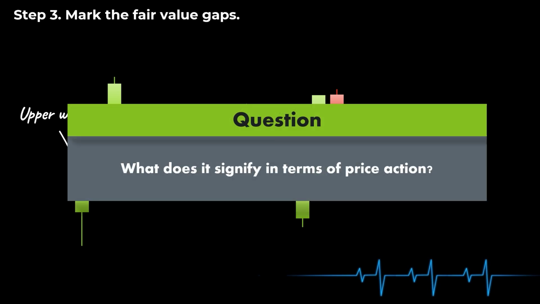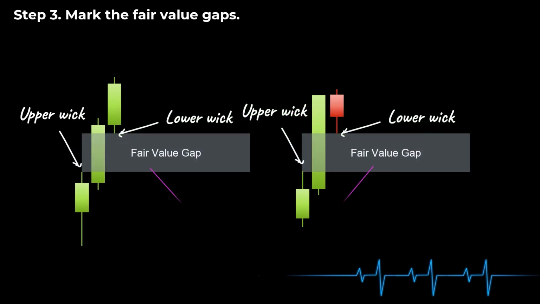Now, what does it signify in terms of price action? It shows a buy-side imbalance where the buying pressure has significantly outweighed the selling pressure, possibly due to institutional activities. Now, the market has entered a phase of inefficiency, which usually leads it to return to the fair value gap area to rectify them. Let's identify the fair value gap areas in this example.